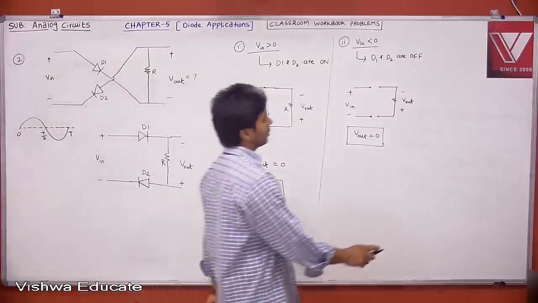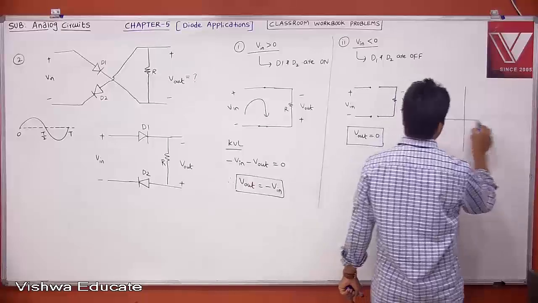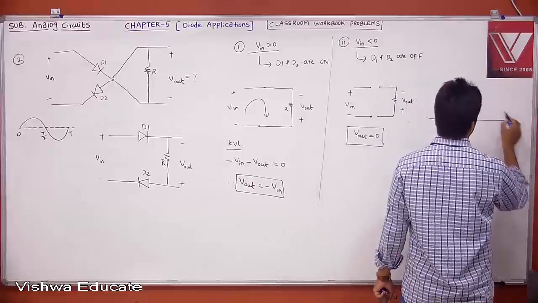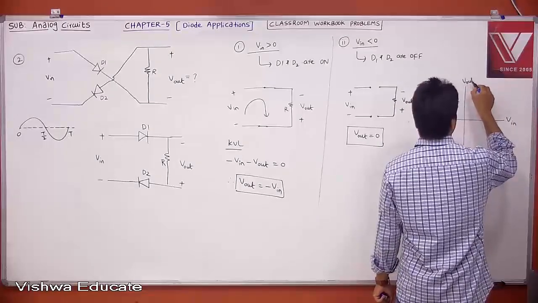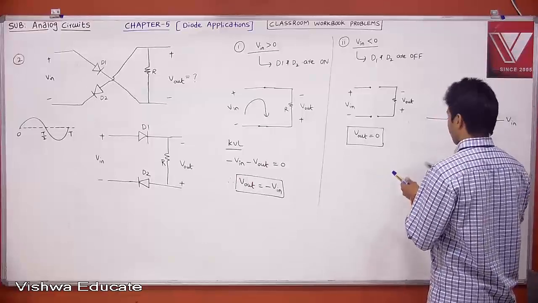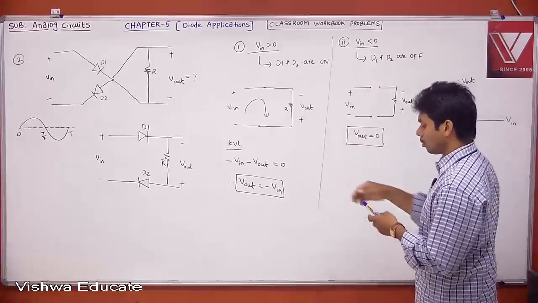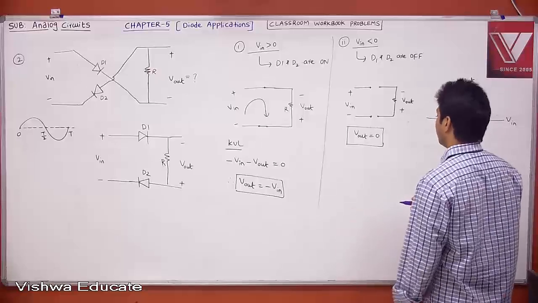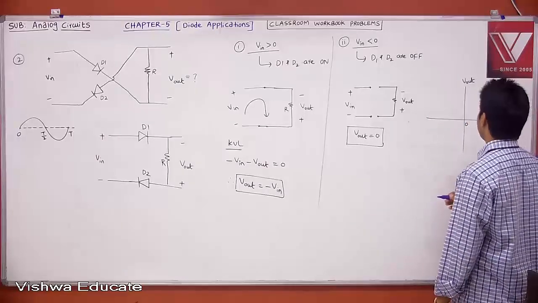If you plot the transfer curve, what is your transfer curve? This is your V in and this is your V out. What is the break point? Your break point is 0 only. When V in is greater than 0, what is your output? Minus V in. Therefore, your output will be negative.